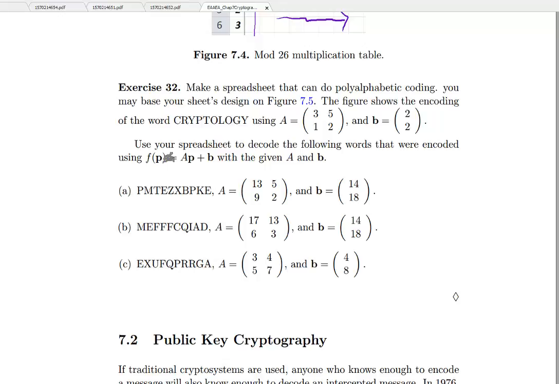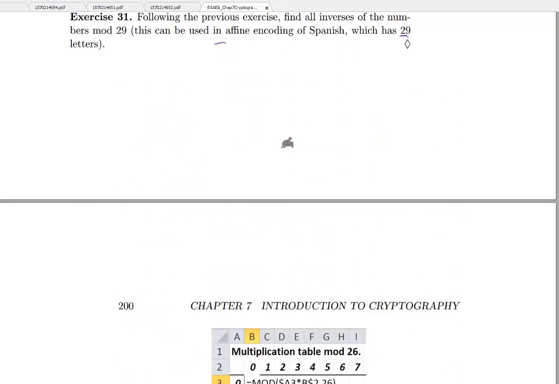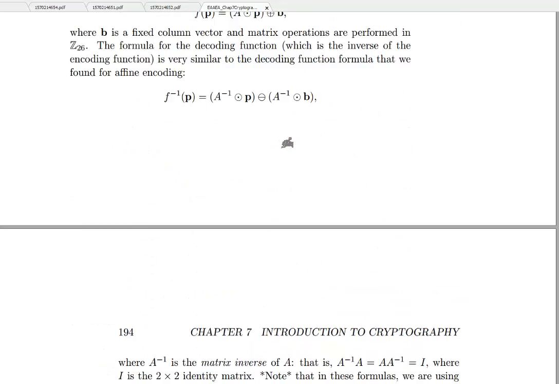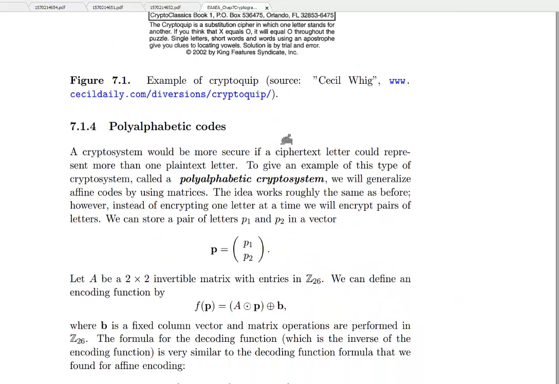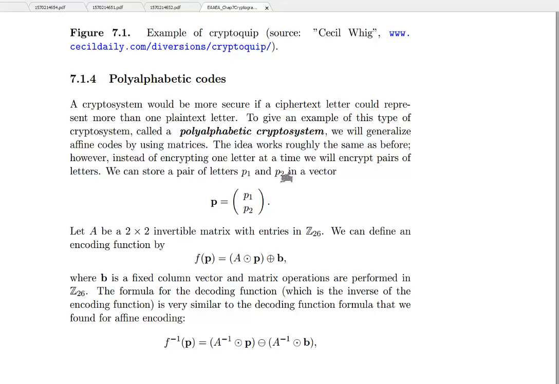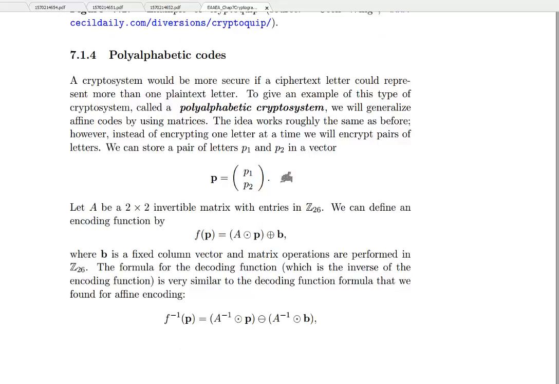Now, exercise 32 is another variation on the same theme. In this case, we're going to do polyalphabetic coding. So let's go back and take a look at the polyalphabetic coding, back several pages. All right, so here we go. Polyalphabetic coding also has an encoding function and a decoding function. And you're always doing multiplication mod 26. So whenever you do a matrix multiplication, you're going to be doing multiplication mod 26. Here's the encoding function, and here is the decoding function.